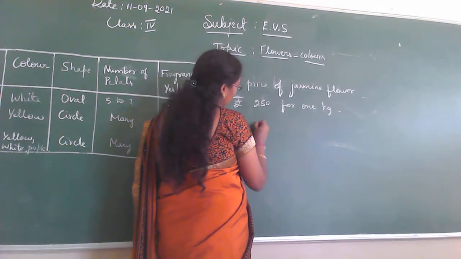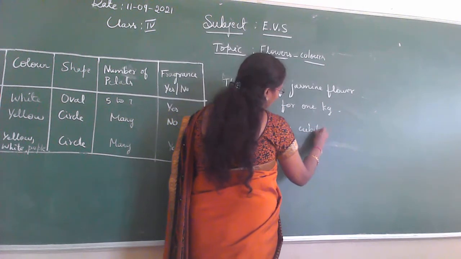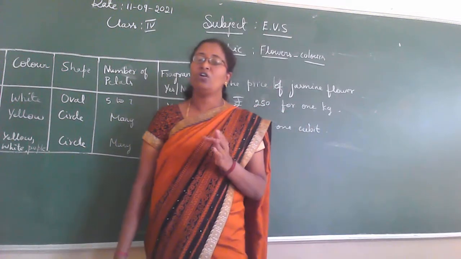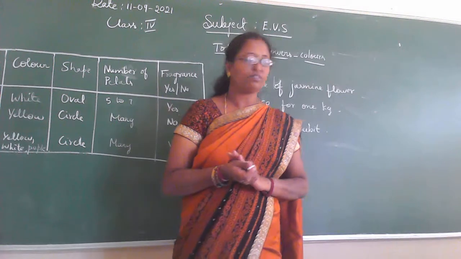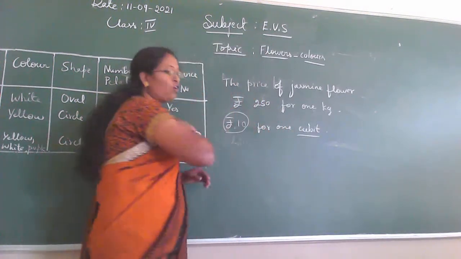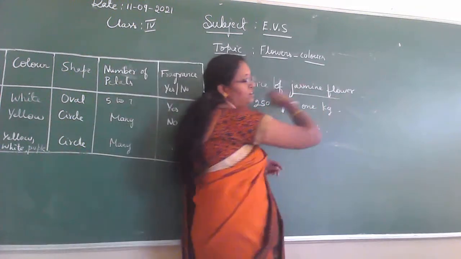10 rupees for 1 cubit. So how much does it cost for 1 cubit? What is the cubit, children? So for 1 cubit, how much does it cost? It's about 10 rupees for the jasmine flower.